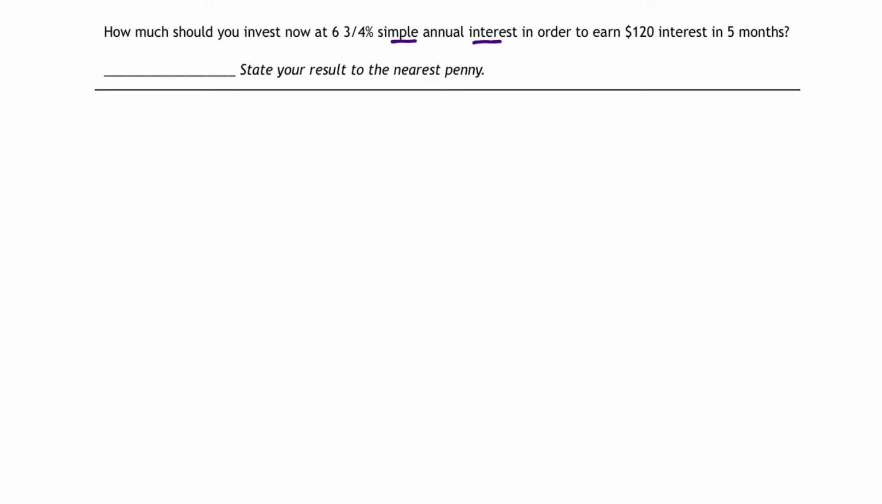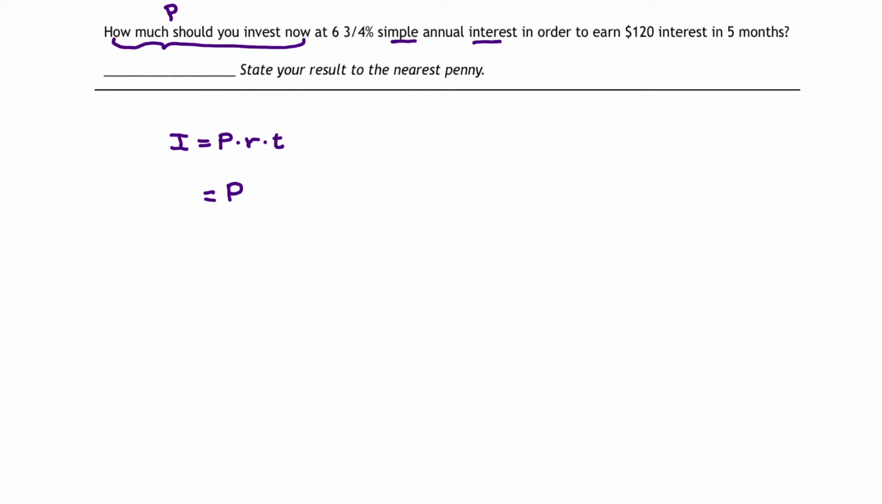And so we want to use our simple annual interest formula, which is that interest equals principal times rate times time. Now we just plug in the information. We are looking for how much should you invest now, and that is actually our principal. So the thing that's missing is the principal, so I know in my equation that's what I'm looking for.